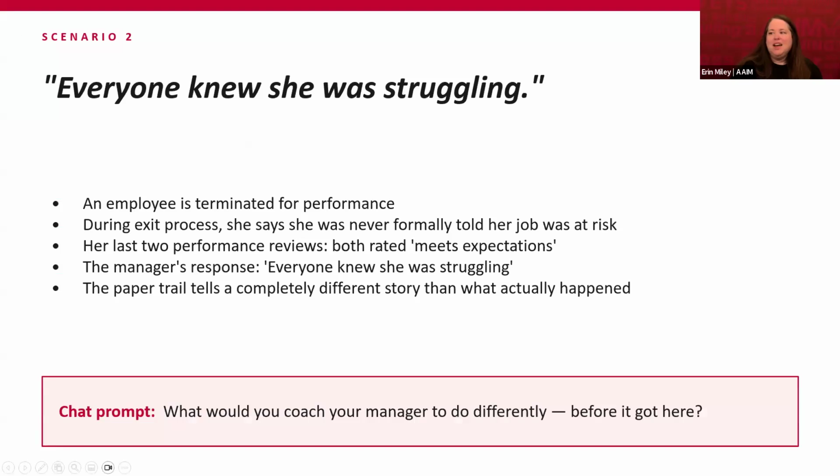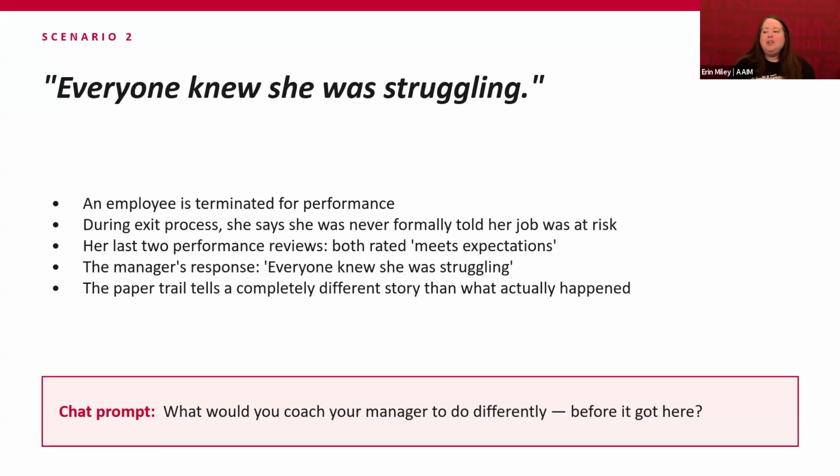So, scenario two, everyone knew she was struggling. This should feel really similar to a lot of you on here. So, reading through this scenario, we have an employee who is terminated for performance, right? During her process, she says she was never formally told her job was at risk. Her last two performance reviews both rated meets expectations.